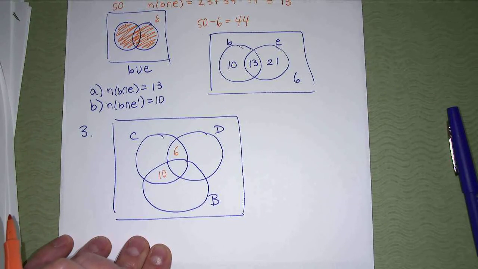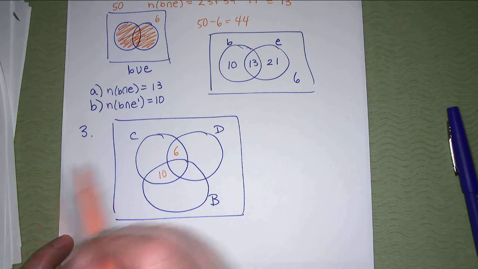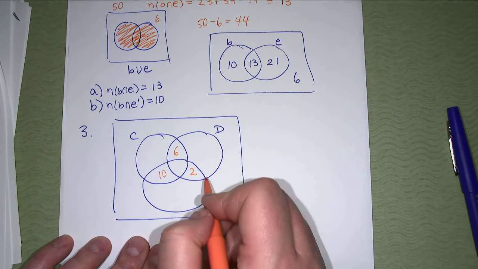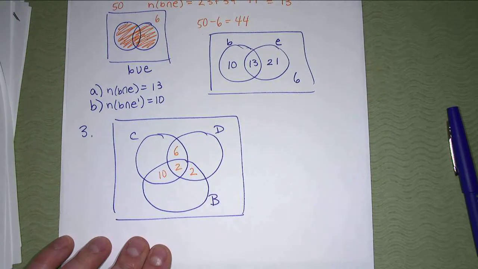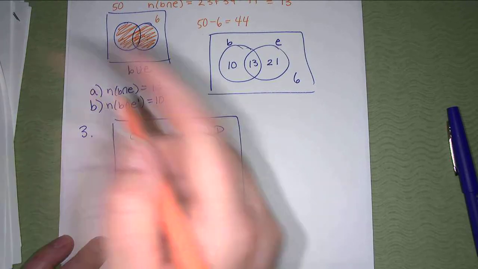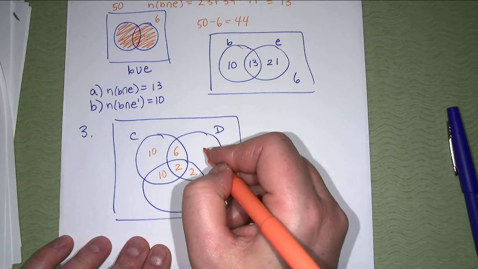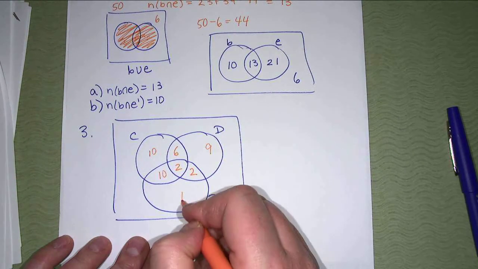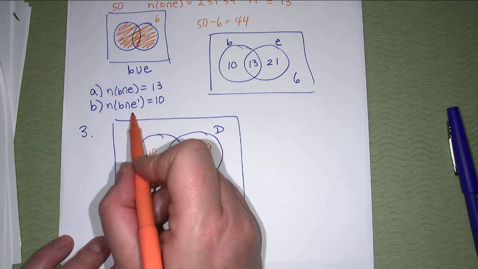Two students like dogs and birds, but not cats, too. Two liked all three. 10 like cats only. See, it says cats only, so it's not cats, the whole circle, it's just cats only. Dogs only and birds only. And how many were all together? 40. So how would we know how many like none?